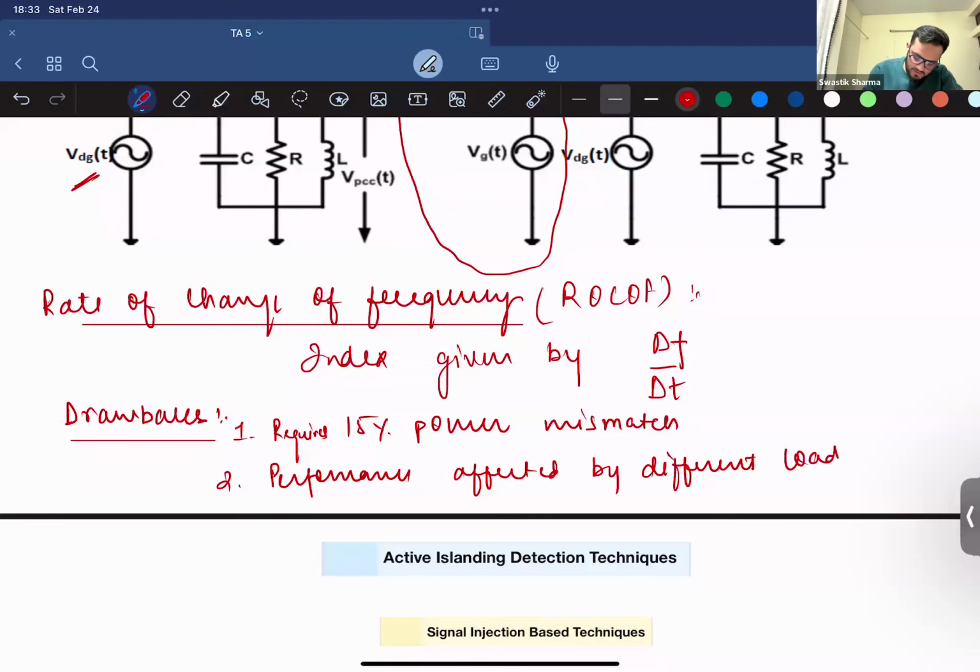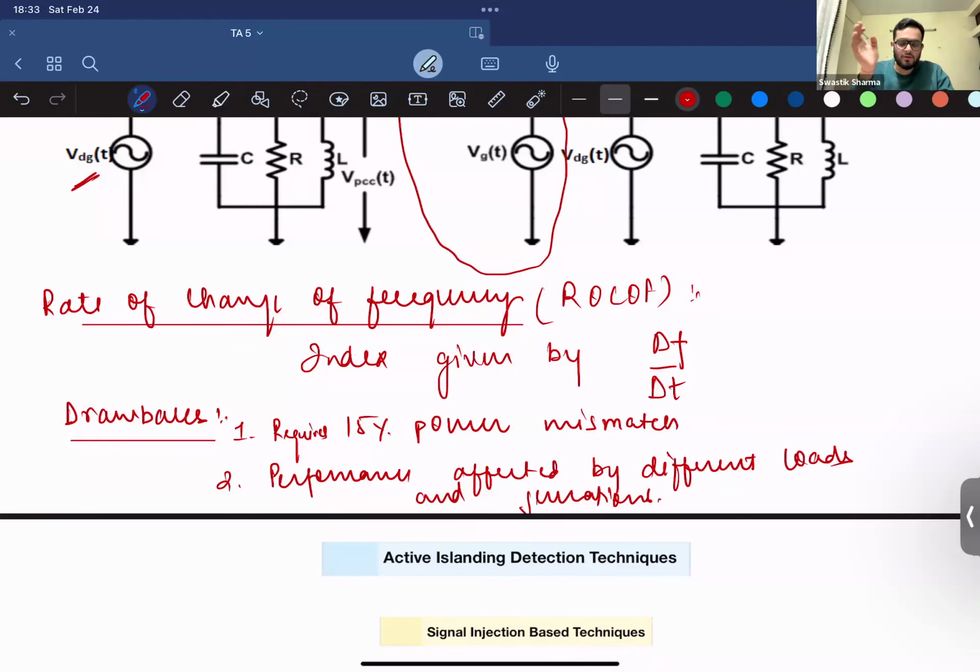Different loads and generations. So frequency is a parameter which is generally affected by the inertia of the system. So what is inertia of the system? Let's say your real power goes down pretty quickly, right?